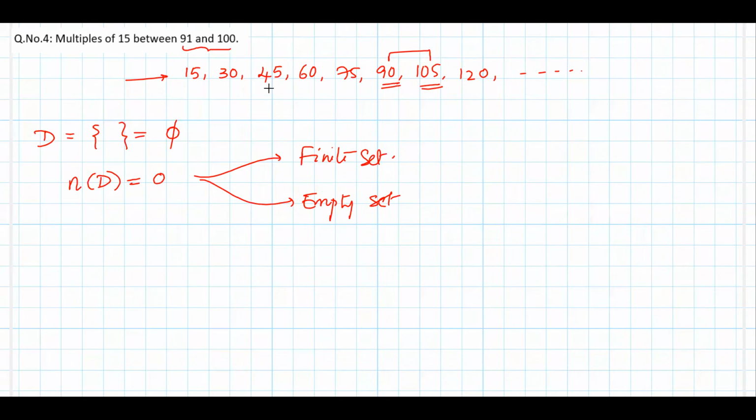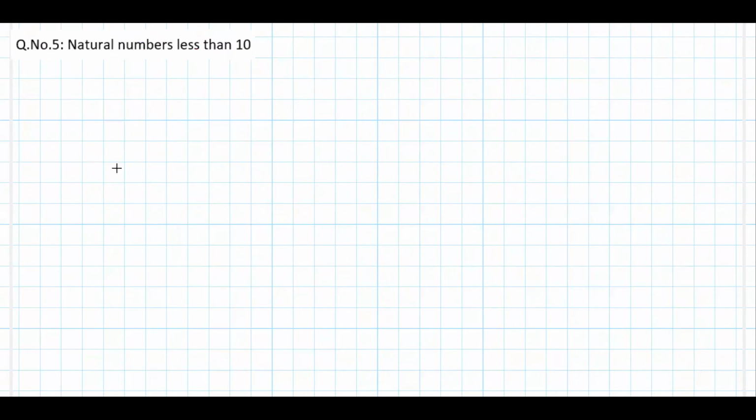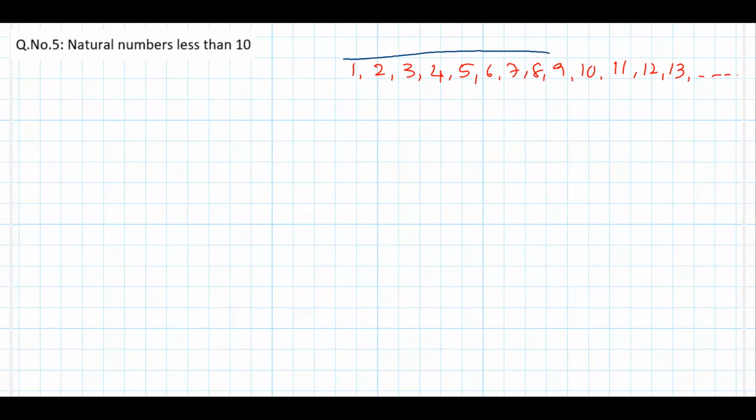Clear. Now, next question. Natural numbers less than 10. All right. So what are the natural numbers? 1, 2, 3, 4, 5, 6, 7, 8, 9, 10, 11, 12, 13, and so on. Right. But we have to pick only the numbers which are less than 10, which means these numbers we have to consider. So form a set with those numbers 1, 2, 3, 4, 5, 6, 7, 8, 9.